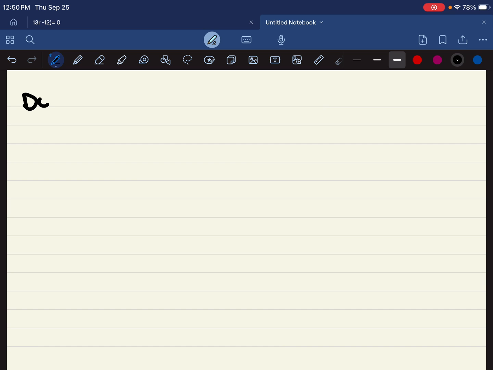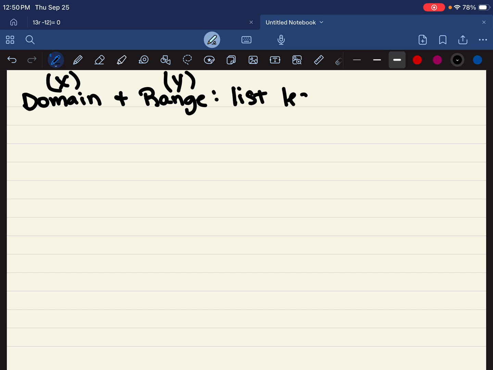So, domain, which is my x value, range would be what value? Y. We list least to greatest every time. And we don't repeat numbers.